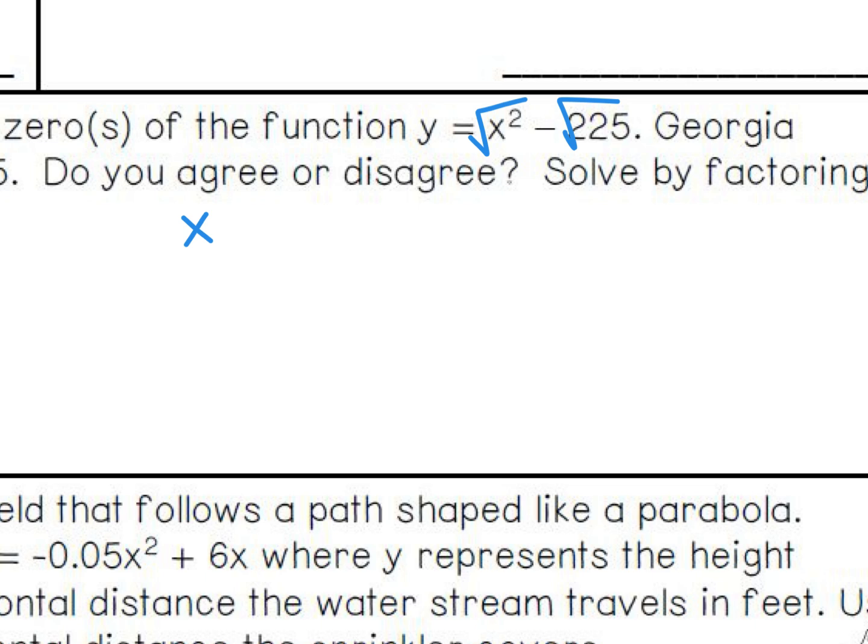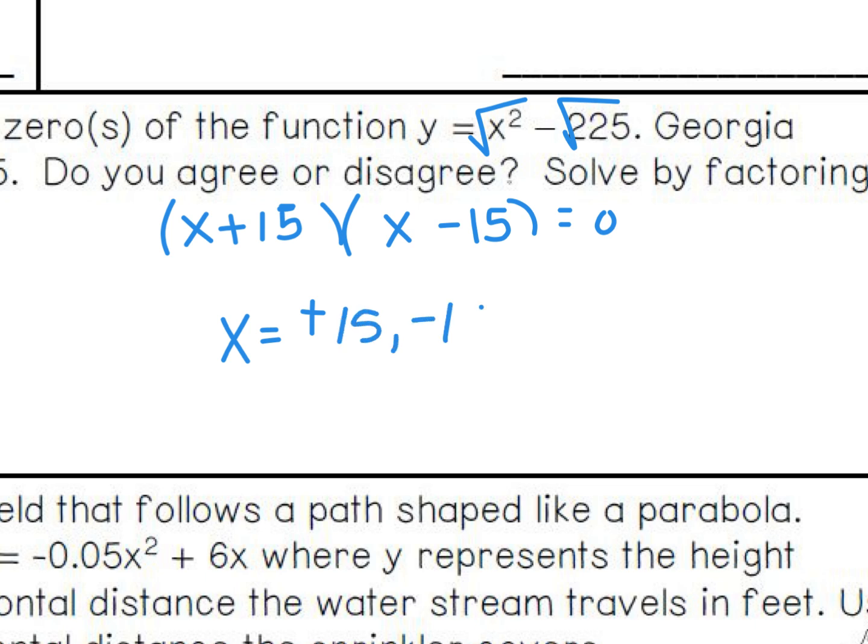Now, this is a minus, so that means we have different signs. What is the square root of 225? We would have a positive 15 and a negative 15 because our b is 0. So when we set those equal to 0, we get x equals a positive 15 and a negative 15. I wrote those in opposite order. This one would go here and this one would be with this one. So is she right? No. Okay. It is going to have 2 roots, 15 and negative 15.